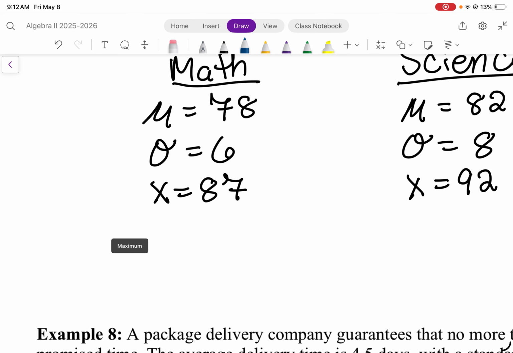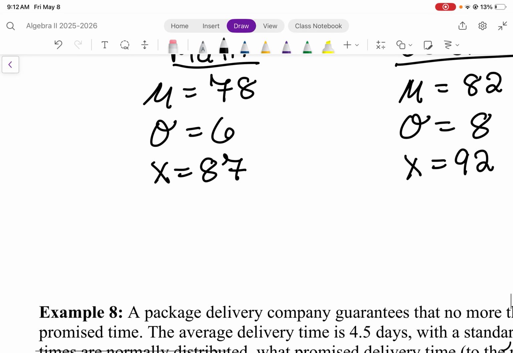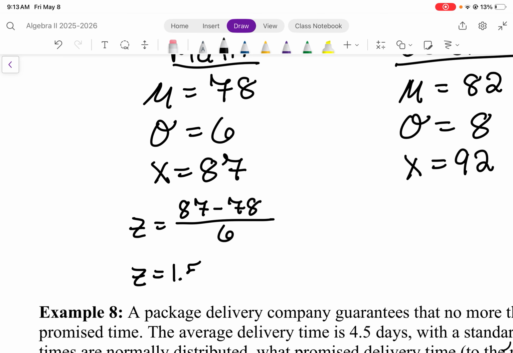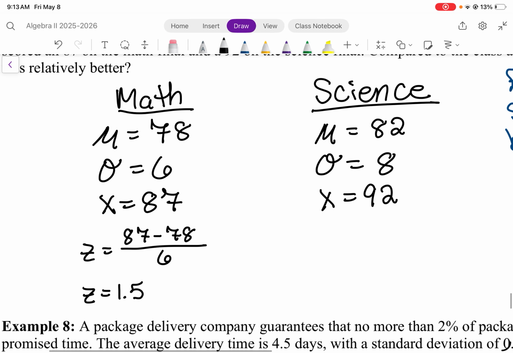So again, using our z-score formula, we're going to plug everything in. So he scored an 87 on his math, minus the average of 78, and we're going to divide that by the standard deviation. That will give us a z-score of 1.5 if you type it in correctly. Then we're going to find our science z-score. So he scored a 92 on this, minus the average of 82, divided by our standard deviation of 8. When we do that, we'll get 1.25.